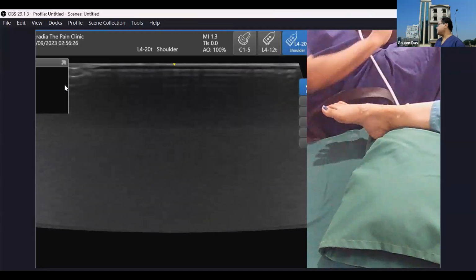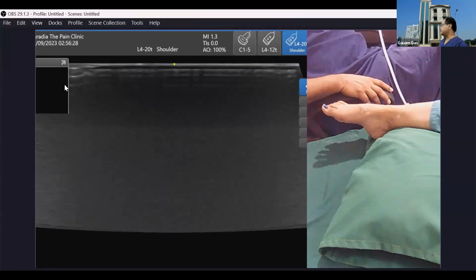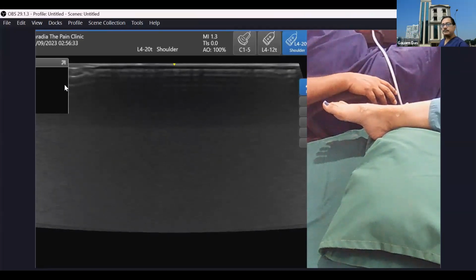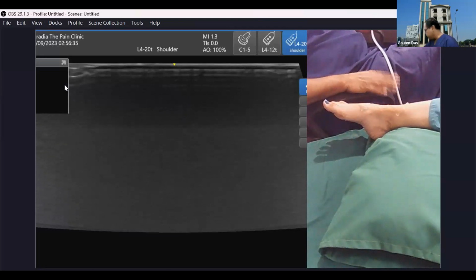Okay, so that's it for the foot. If you want to see anything again, I can show you. Otherwise, I'll be going to the face. Sure.